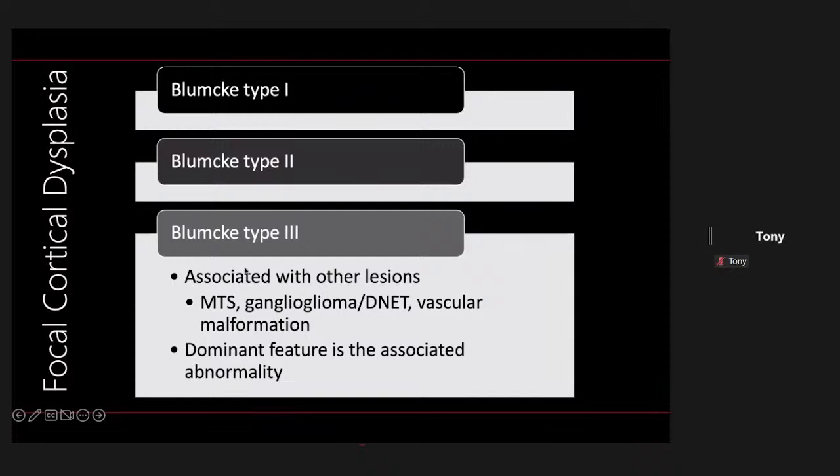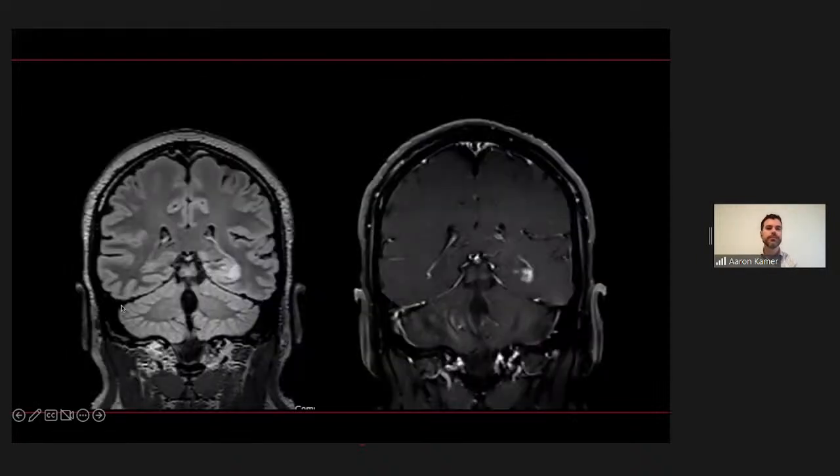Okay. So, type 3 is a type of cortical dysplasia that is associated with other lesions. So if you see MTS, if you see a tumor of some sort, if you see a malformation, sometimes those are associated with cortical dysplasia. And then in that setting, the dysplasia is referred to as a type 3.